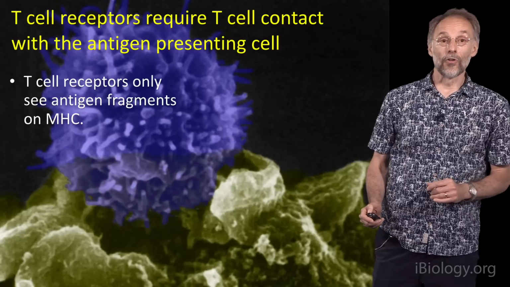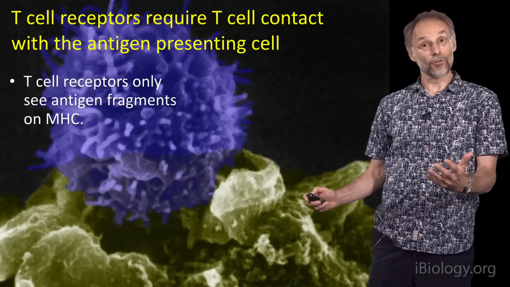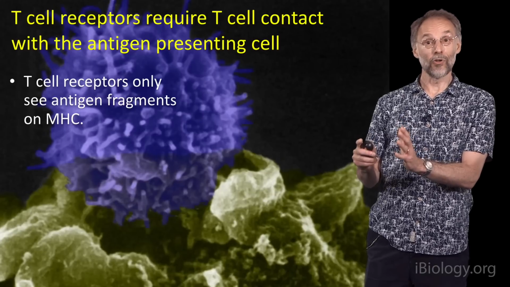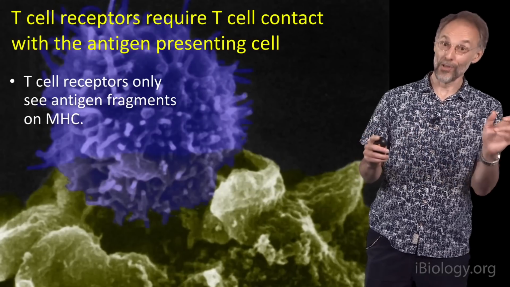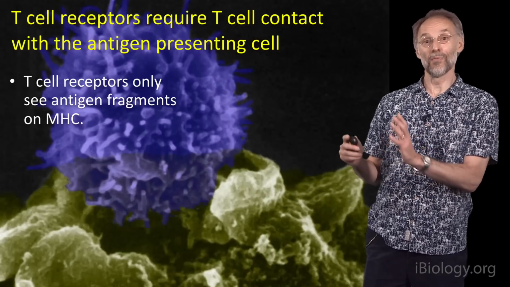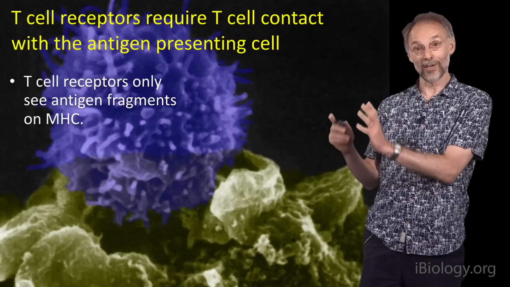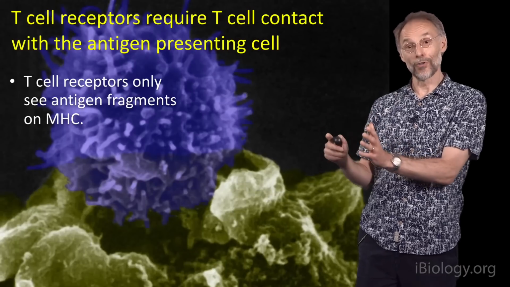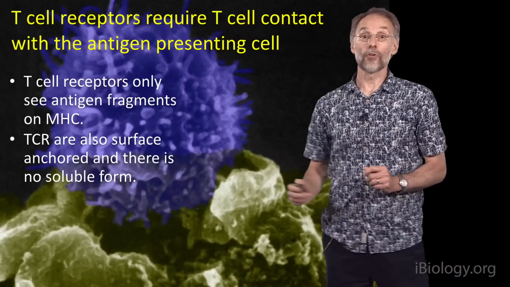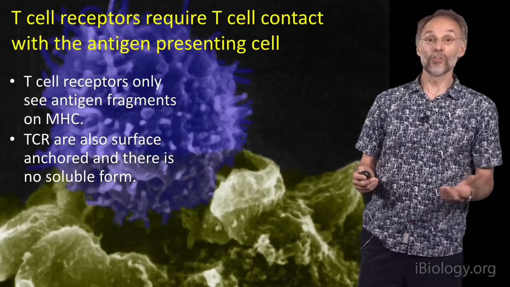So, again, T cells only see these MHC-associated peptide fragments, which are on the surface of the dendritic cell or the B cell, as I just mentioned. The dendritic cell and the B cell take them up differently, but eventually the T cell would recognize the same structure on either cell type. The T cell receptor is also only on the surface. There's no soluble T cell receptor.